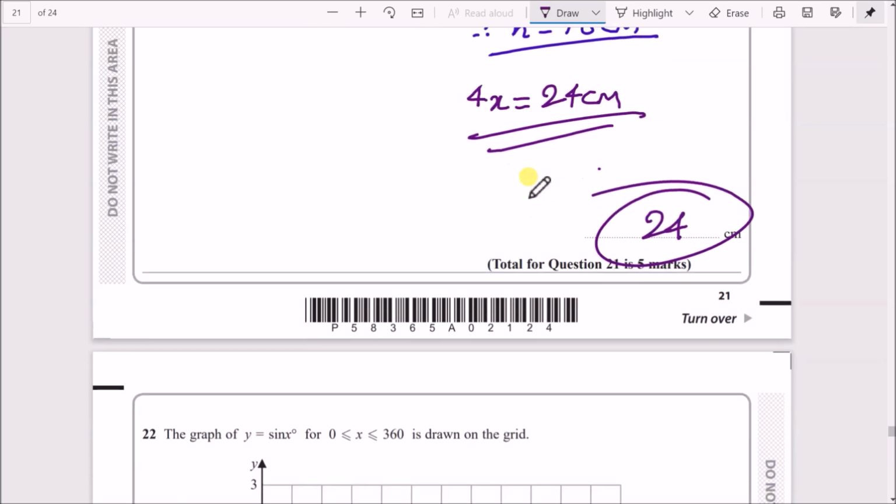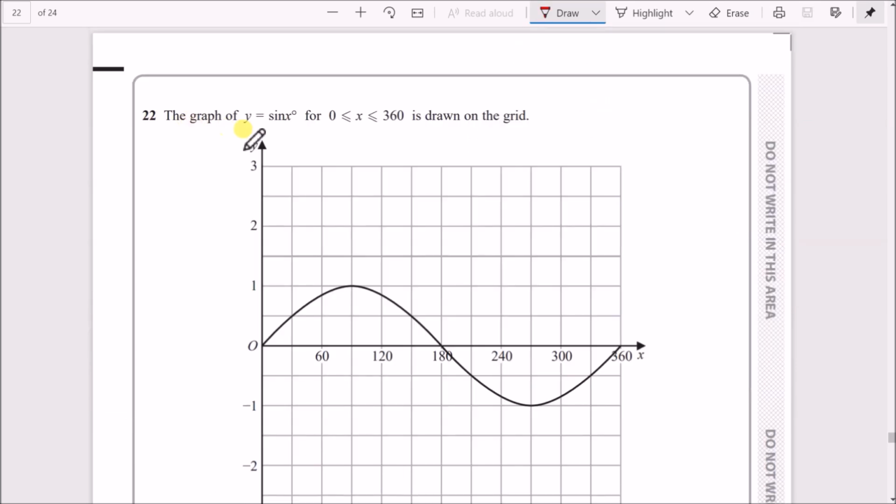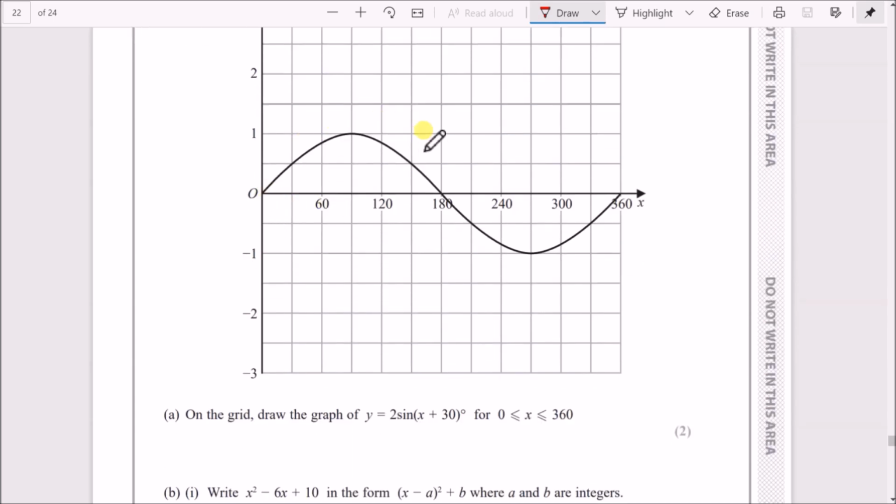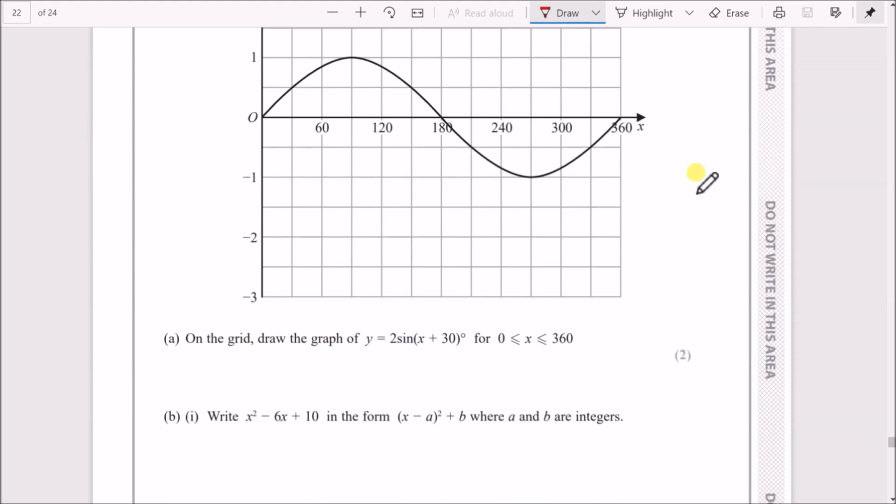Okay, let's go down. The graph of y equals sine x for x between 0 and 360 is drawn on the grid. So here's our natural sine wave graph, where our peak is always at 1 and the other peak is at -1. And this is just one complete loop from 0 degrees all the way to 360. Now on the grid, we need to draw the graph of y equals 2 sine (x plus 30) for x between 0 and 360.